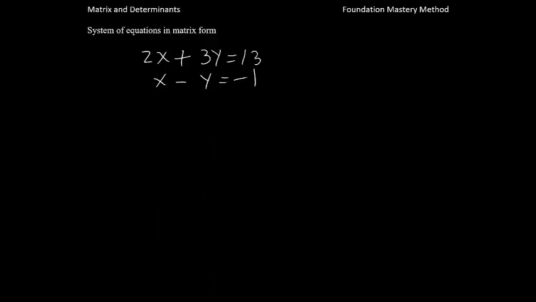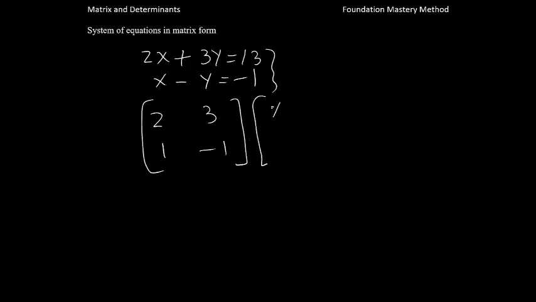Now we want to see how we can write a system of equations in matrix form. So this one is very simple. You first write 2, 3, 1, negative 1. This is a matrix of order 2 by 2, and then put a column matrix in here, x, y, and then you write on the right hand side 13, negative 1. So that is the representation in matrix form of the system of equations.